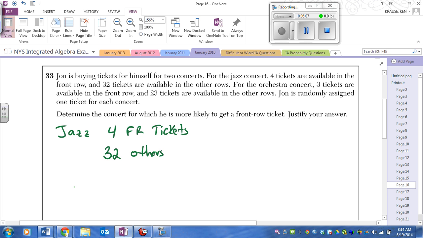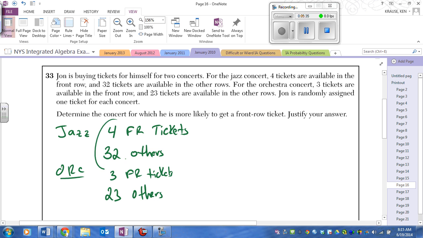For the orchestra concert, there are 3 tickets available for the front row, and there are 23 tickets for the others. John is randomly assigned 1 ticket for each concert. Determine which concert is more likely to get a front row ticket.